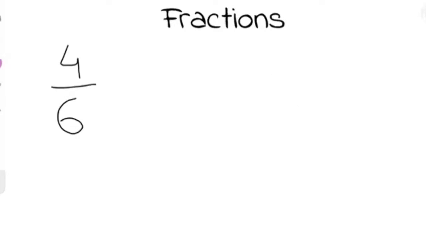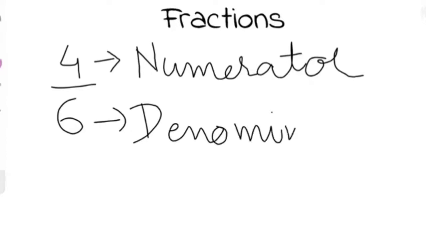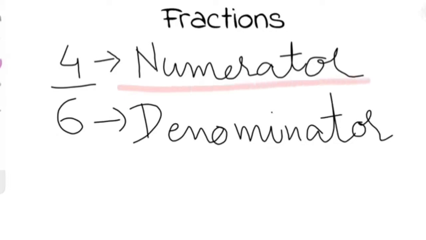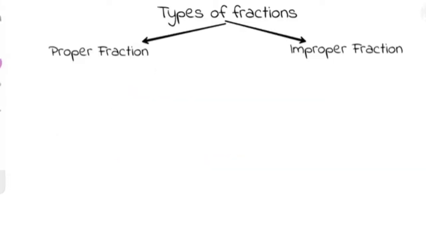Now, in fractions, the above number is known as numerator. And the below number is known as denominator. Okay, the above number is known as numerator and the below number is known as denominator. We have basically 2 types of fractions, proper fraction and improper fractions.